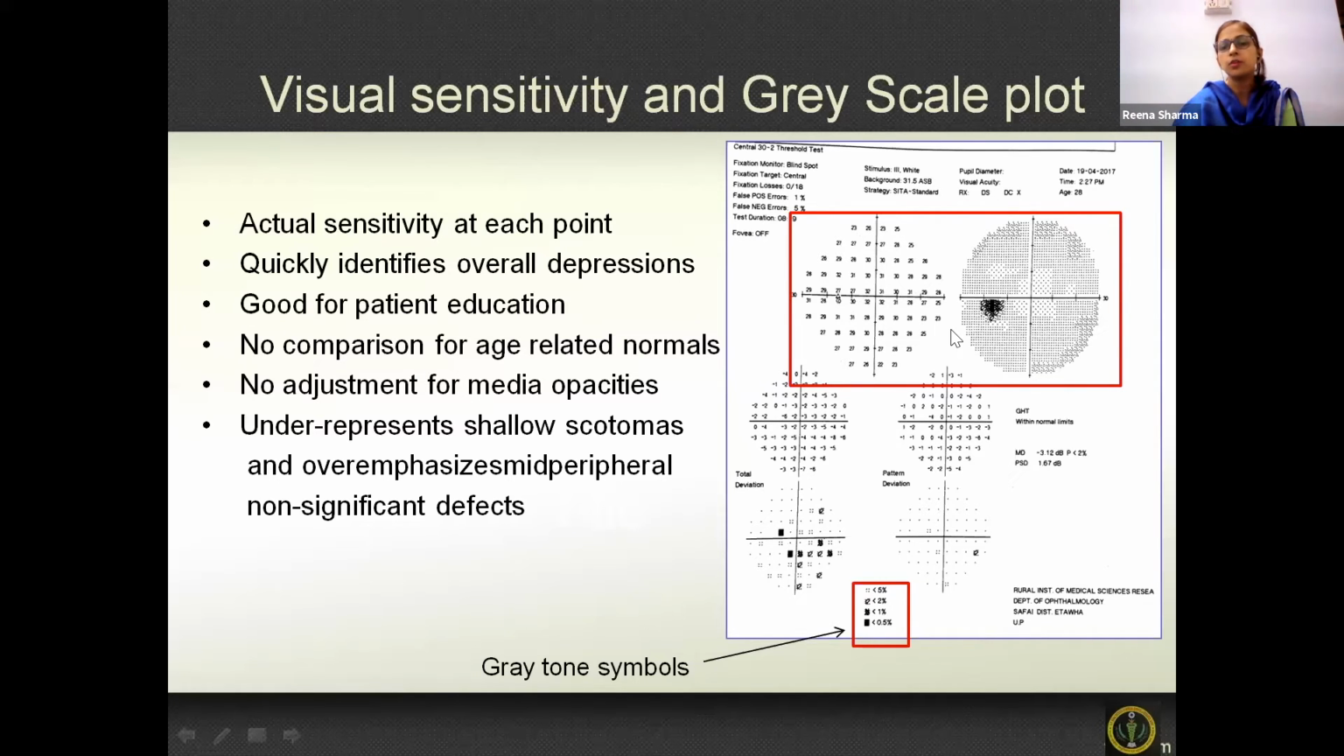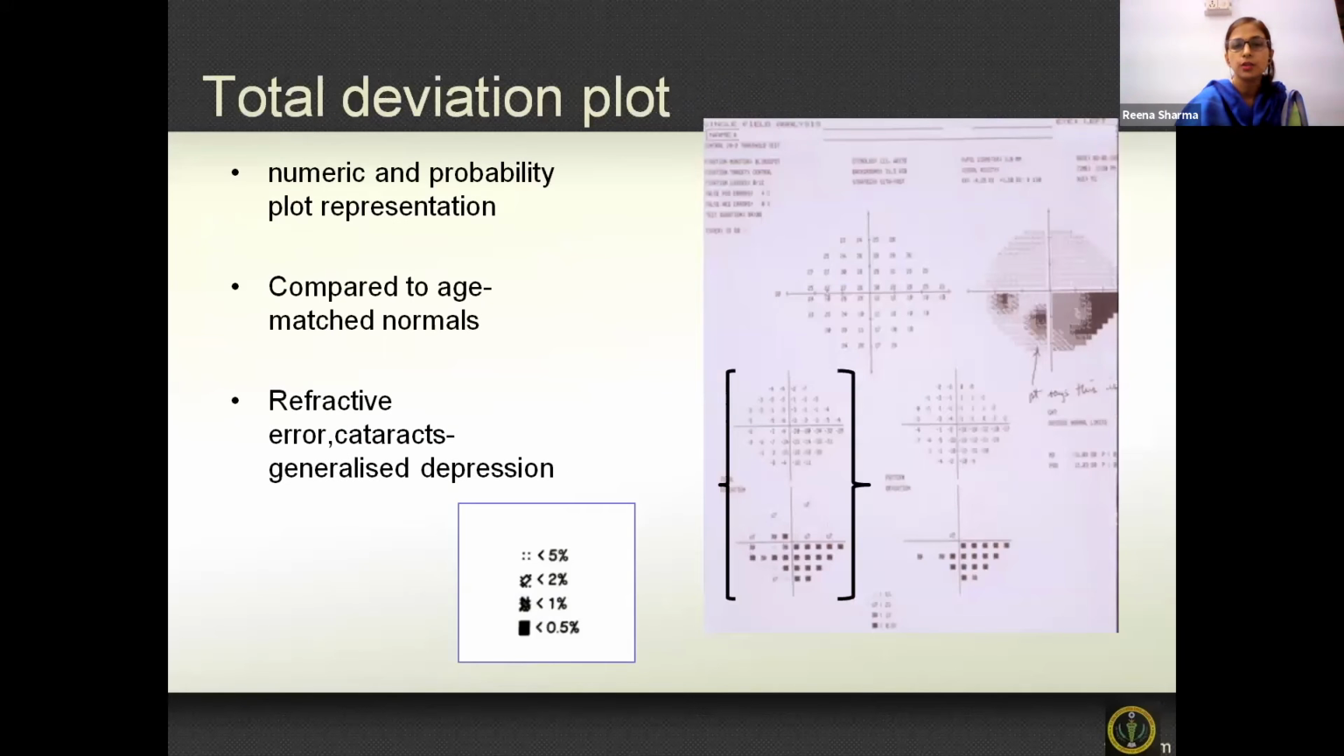And the grayscale plot is basically a pictorial representation of the visual sensitivity plot. This part is actually good for educating the patient, or showing the various scotomas to the patient, because this part of the data is not corrected for media opacities and has not been compared with the age-matched normal. So in glaucoma patients, this has to be combined with the other plots to draw some conclusion. This part of the field now shows the total deviation plot and its probability plot.